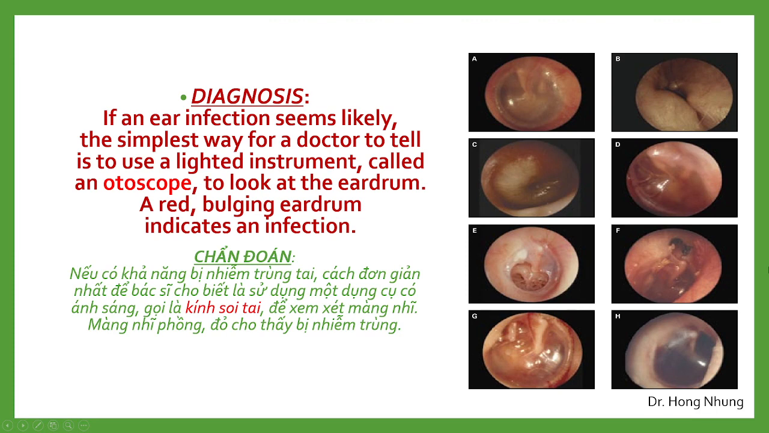Diagnosis. If an ear infection seems likely, the simplest way for a doctor to tell is to use an electric instrument called an otoscope to look at the eardrum. A red, bulging eardrum indicates an infection.